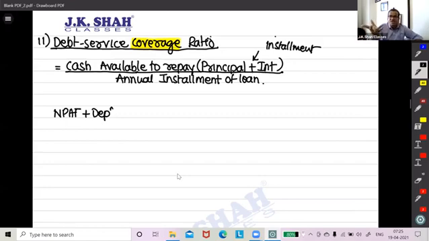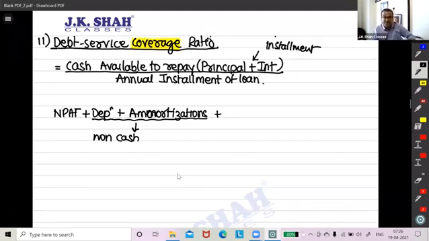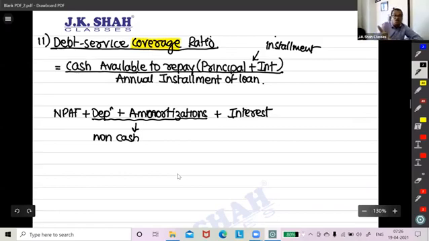Similarly, we'll add back all amortizations, like goodwill written off, this written off, that written off. So add back depreciation, add back amortizations. These two are non-cash items. Now you will be stunned. I'm adding back interest also. Interest is a cash expenditure, very correct, my friends.